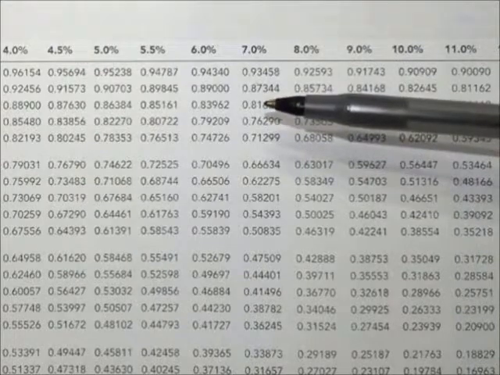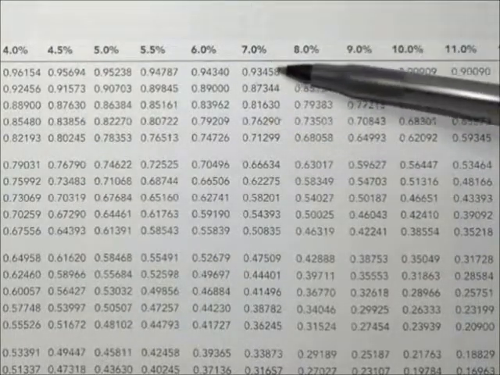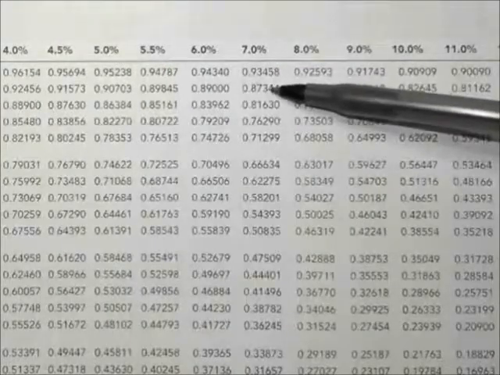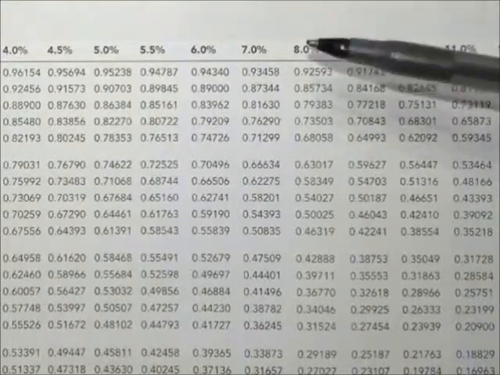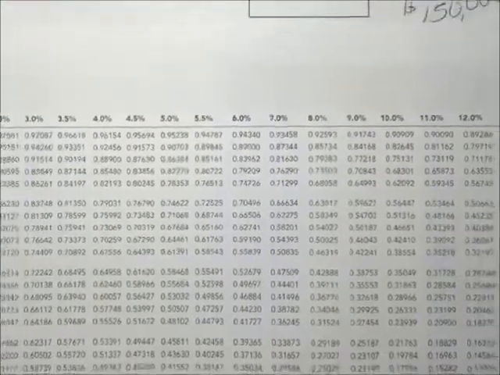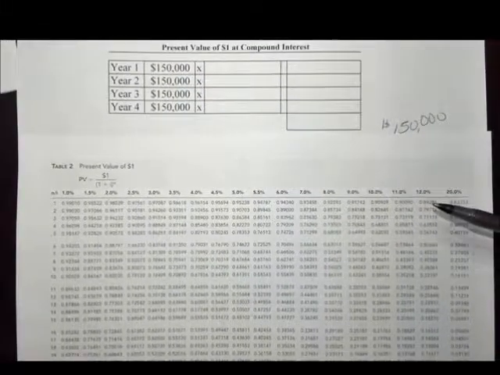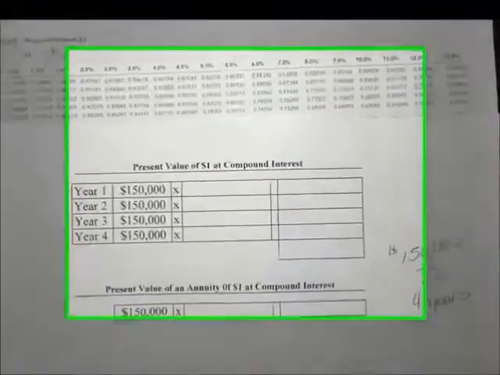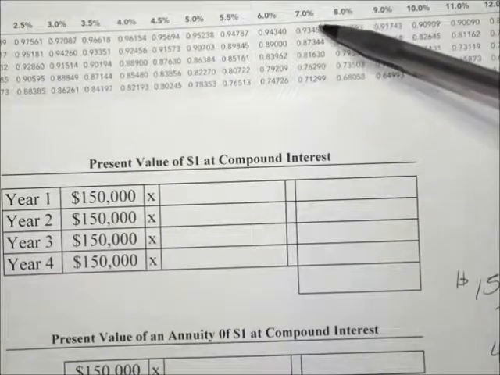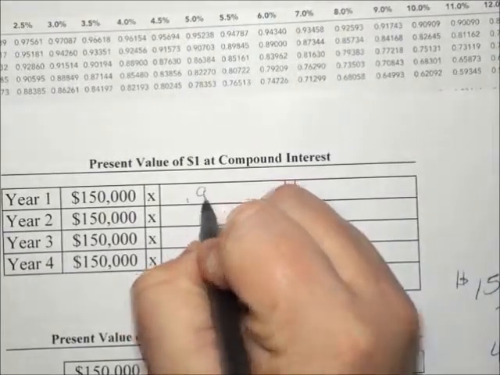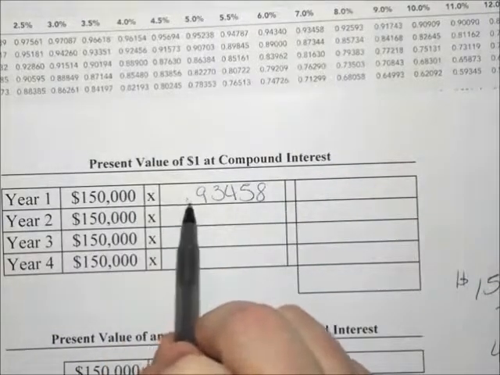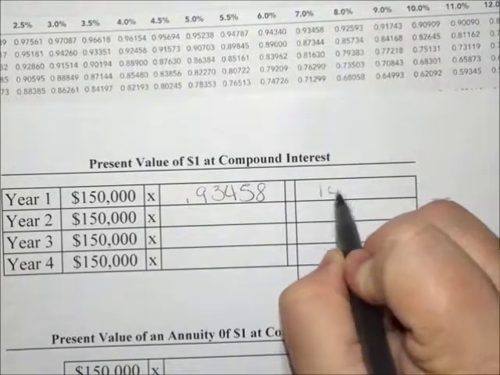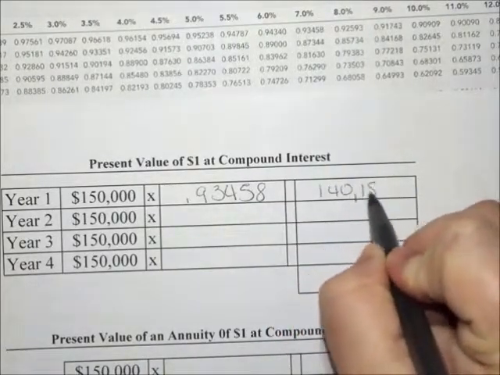And this is going to be a compound annually situation, so I'm going to have to multiply each factor times $150,000, and then I'm going to have to add that up to determine how much $150,000 is going to be worth in 4 years. So what I'm going to do is transfer this information to my paper here. So here I am, 7%. Year 1 is 0.93458 multiplied by 150,000 gives me $140,187.